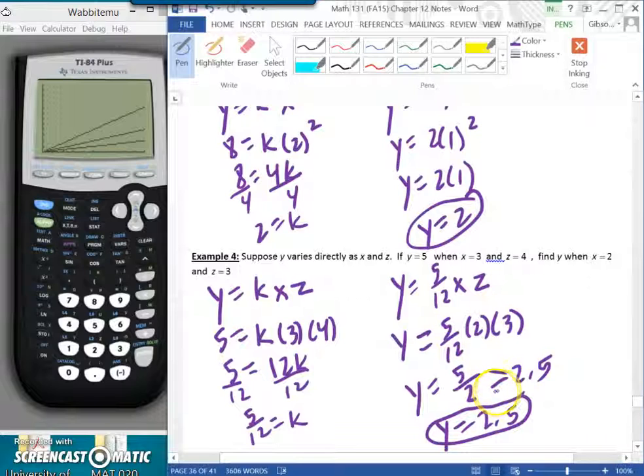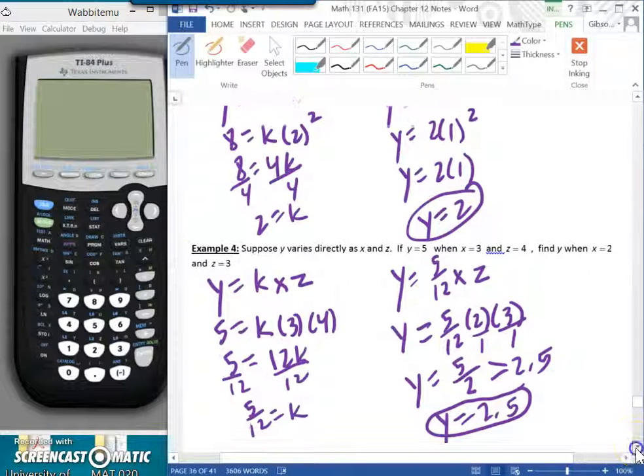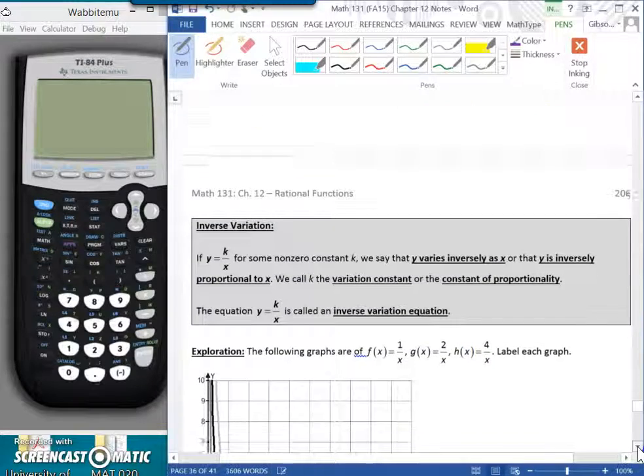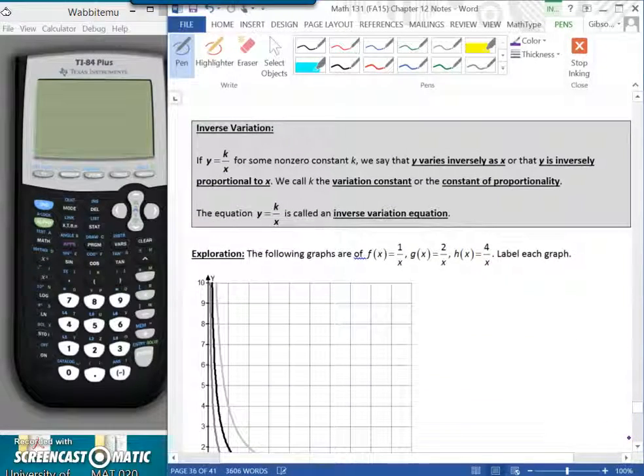Are there any questions? Now remember, this 2 and 3 are over 1, so that's how I simplify out the 5/2. Okay, now we go to the next page.